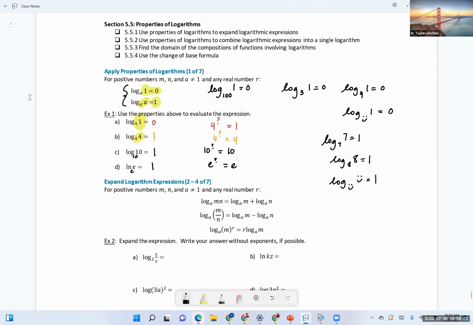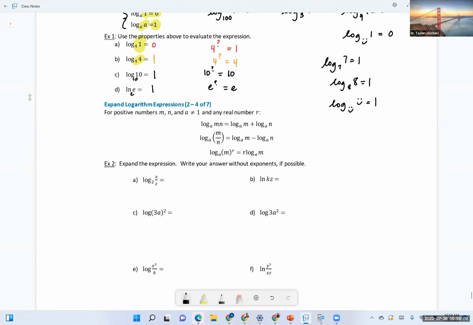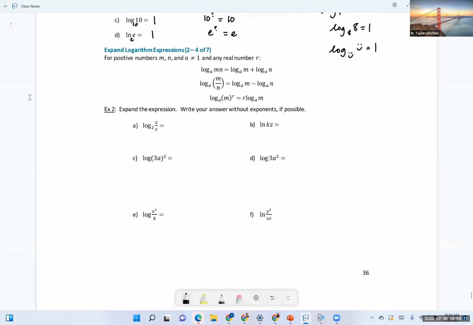That's the first section of 5.5. Okay. Section 2, I think y'all learned exponent properties in high school, but I won't assume that. I will just go over those real quick.